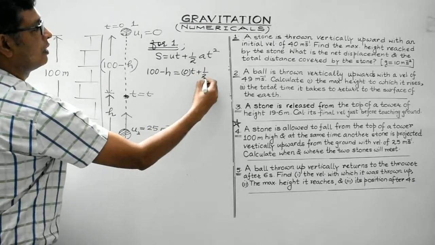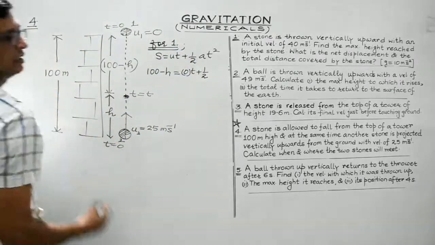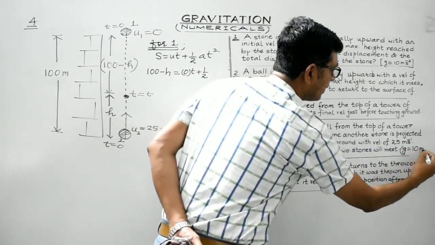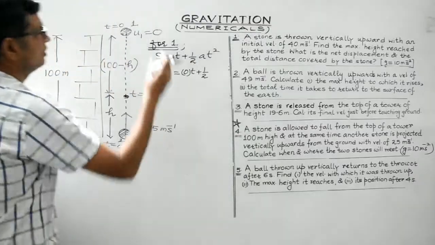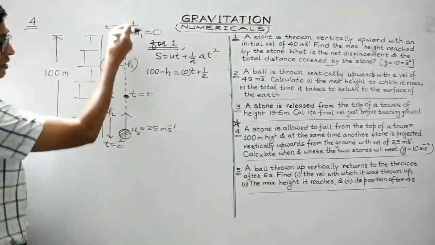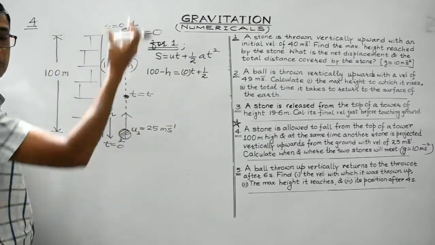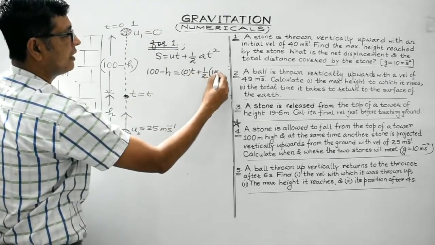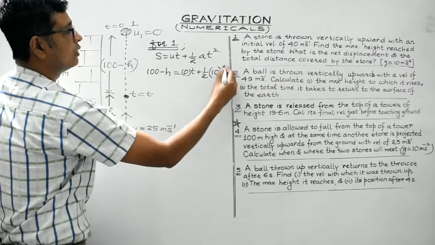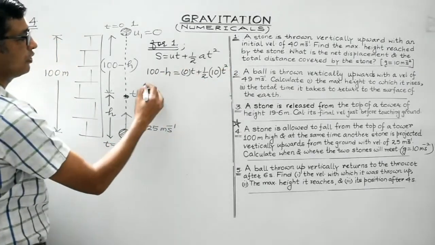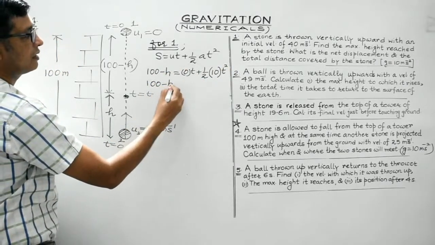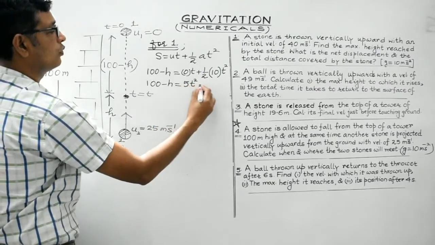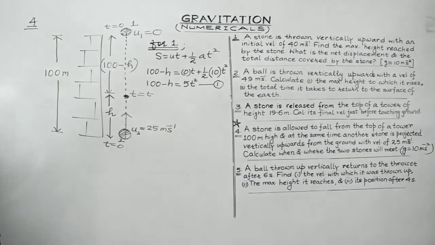Plus half a, consider g to be 10. It must be given. So here, a will be plus g. It is the free fall of a body, and the body is moving in the downward direction. So a will be replaced by plus g, that is 10, into t square. So what will be the first equation? 100 minus h is equal to 5t square. Students, this is equation number 1.